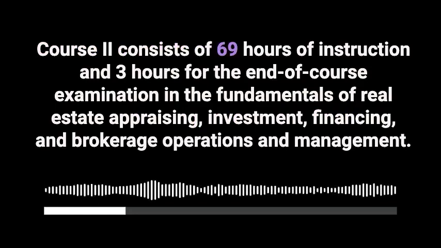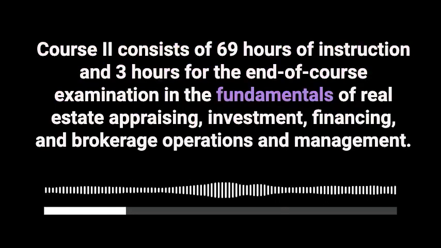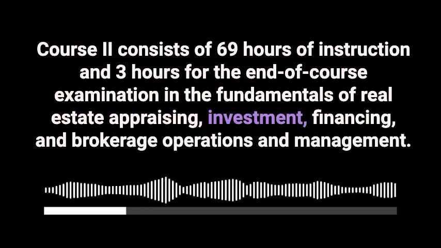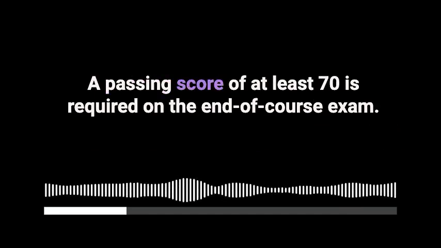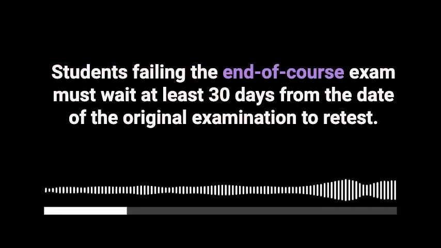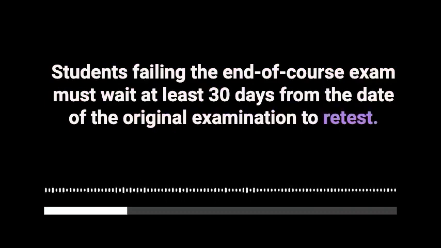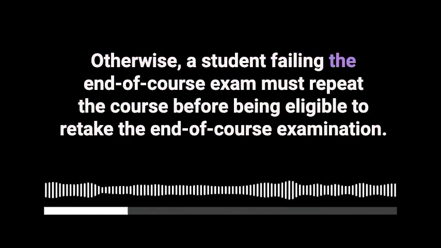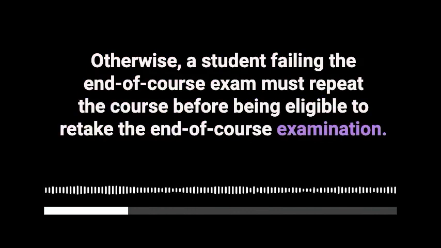Course 2 consists of 69 hours of instruction and 3 hours for the end-of-course examination in the fundamentals of real estate appraising, investment, financing, and brokerage operations and management. A passing score of at least 70 is required on the end-of-course exam. Students failing the end-of-course exam must wait at least 30 days from the date of the original examination to retest. Within 1 year of the original examination, a student may retest a maximum of 1 time. Otherwise, a student failing the end-of-course exam must repeat the course before being eligible to retake the end-of-course examination.